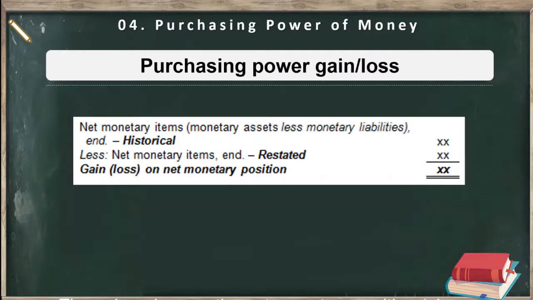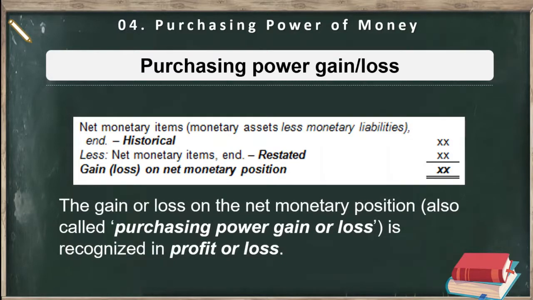So what is this purchasing power gain or loss? So we have to compute that, so we have the net monetary items. So that is monetary assets minus your monetary liabilities at historical amount. So we deduct from that the net monetary items and using the restated nga amount. So again, net monetary items is the difference between the monetary assets and the monetary liabilities. And we're going to value it at historical cost and also at restated amounts. And we get the difference, that would be the gain or loss on monetary position. So the gain or loss on the net monetary position, also called as the purchasing power gain or loss, is recognized in the profit or loss.